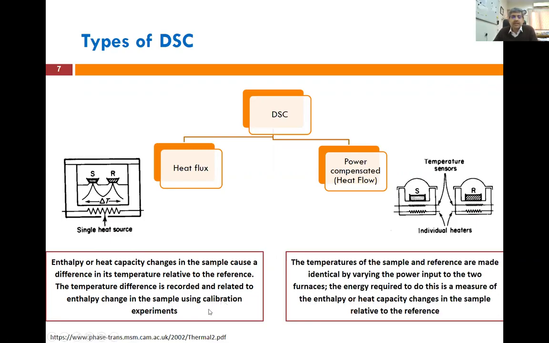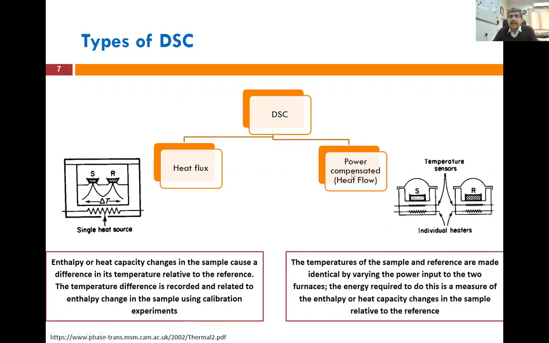This temperature difference is recorded in the heat flux DSC and related to the enthalpy change in the sample using a calibration experiment, which means the instrument has already been calibrated by the manufacturer so that they are able to correlate or convert the temperature differences into the enthalpy changes that are taking place in the sample.